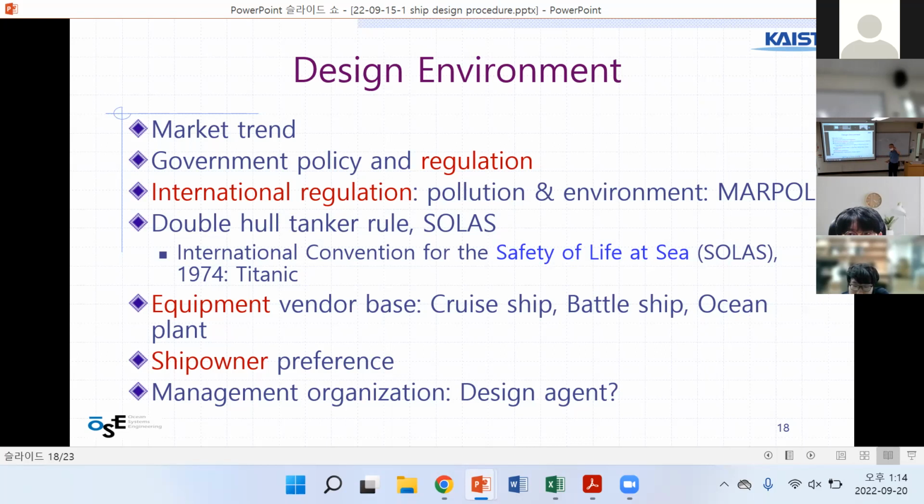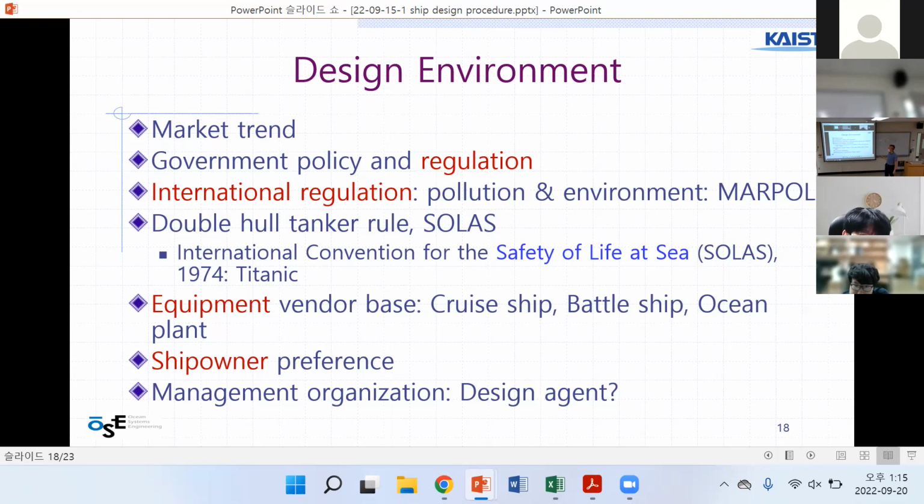Is higher speed better or is low speed better? Proper speed is better for profit. What is proper speed? A high one or a low one? Case by case. So you need to know the market. And then also government policy and regulation. Pollution regulation is very strict nowadays, and even higher regulation is coming.